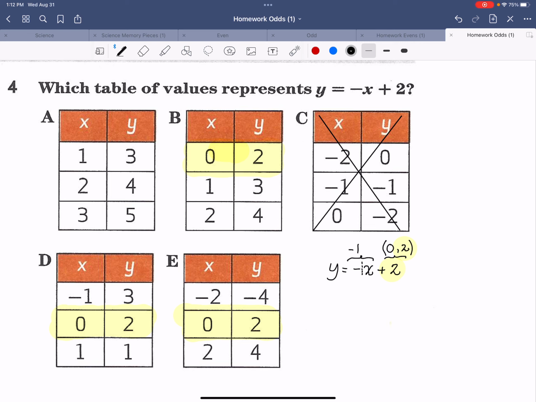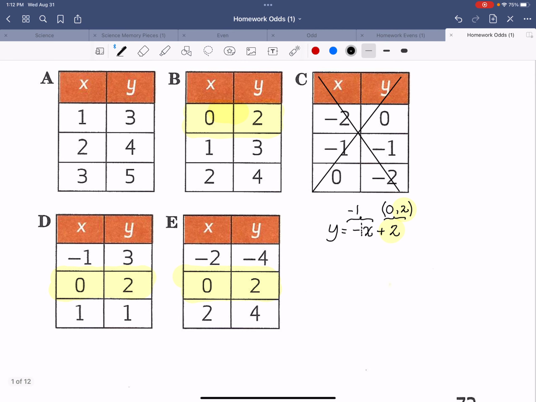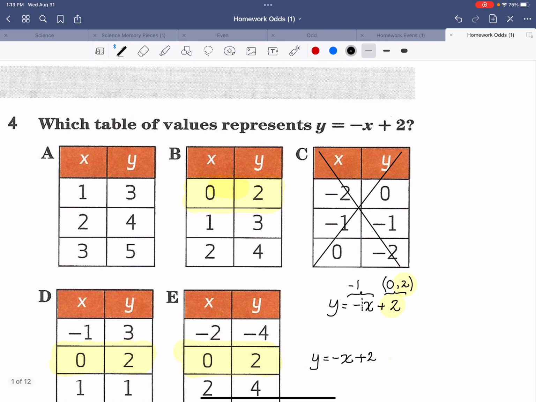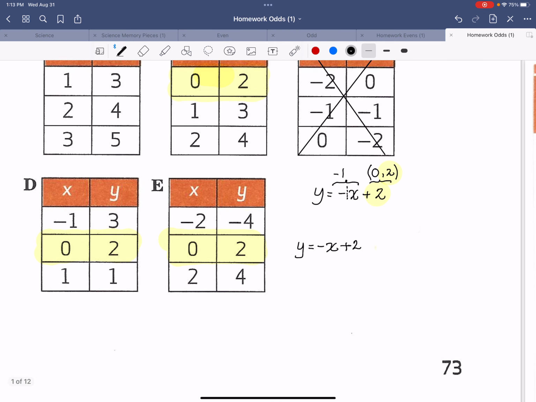A, I may or may not be able to eliminate because we can't see 0 in A. So we're going to have to test the remaining 4. Now I'm going to start with B, D, and E because I know those are possibilities. A may or may not be. So here is B. Here's the equation. y equals negative x plus 2. And before we do the work, let me just check that, and that's right.